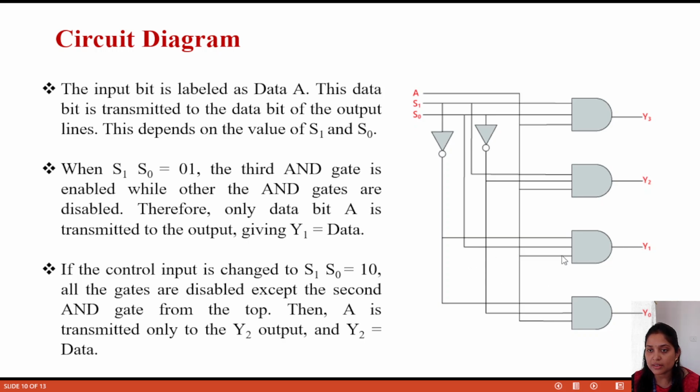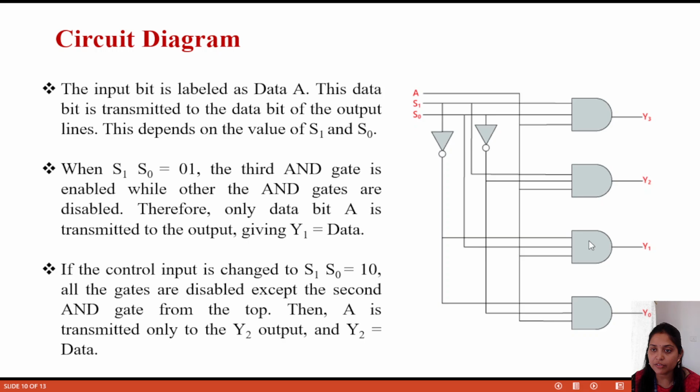So how? Just see that 0 1, so this is the y1 output. This line is connected to A, this line is connected to S0, and this line is connected to S1 bar. So if S1 is 0 and S0 is 1, 0 means it is passing through the NOT gate, then it will be 1. Then one of the inputs of this y1 is 1, S0 is 1 and directly connected to this AND gate, and another input is A.